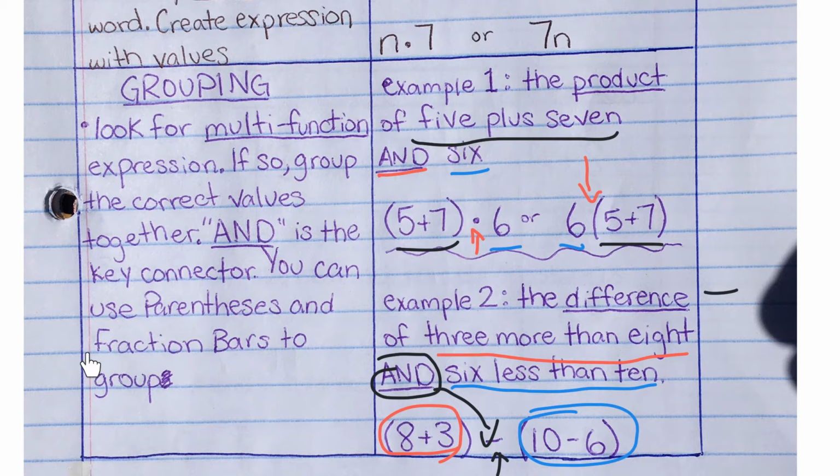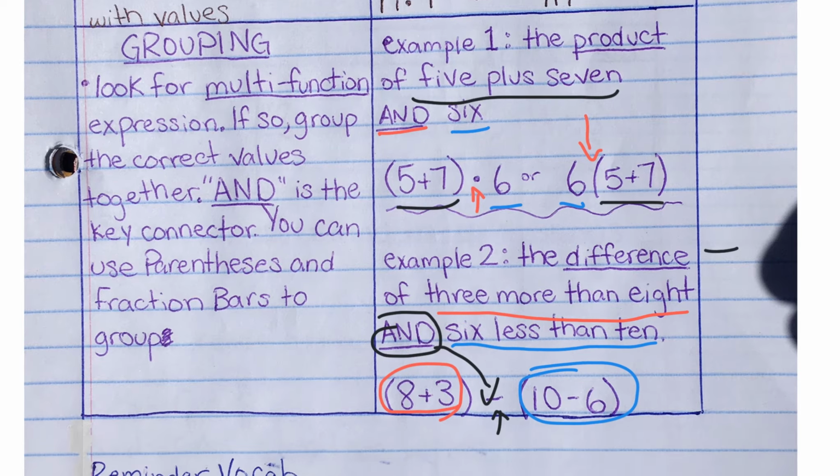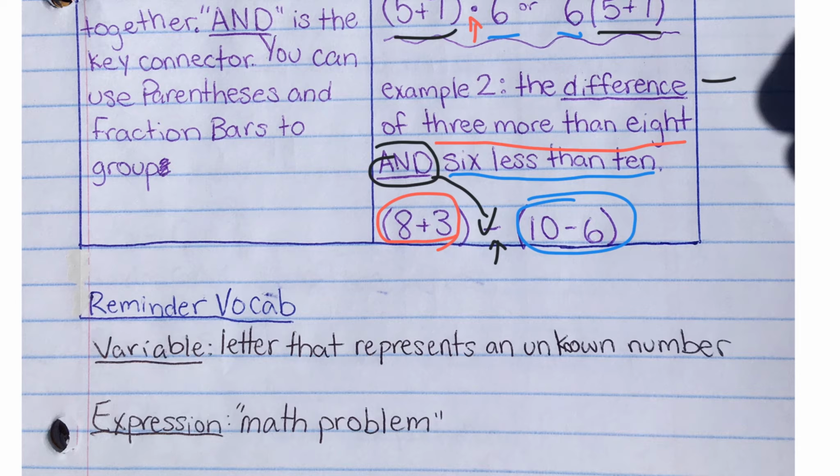Now, fraction bars you're only going to use if it is a division problem. None of our examples offer division. However, we've done a few in class and we'll continue to do a few in class. So to finalize the notes, we're just going to take a look at these last 2 vocabulary words to remember. Variable is the letter that represents an unknown number, and an expression is just a math problem.